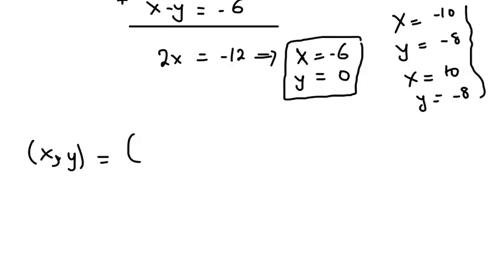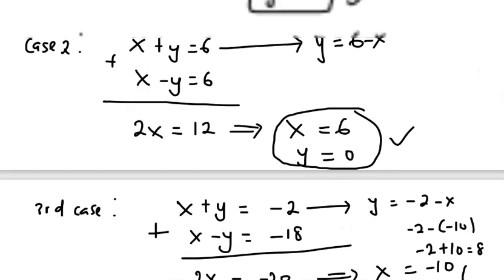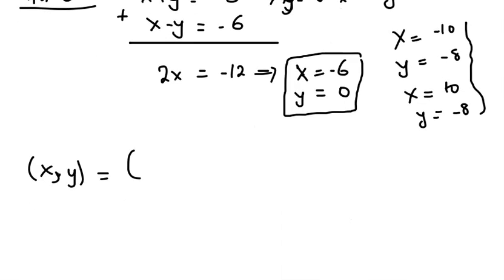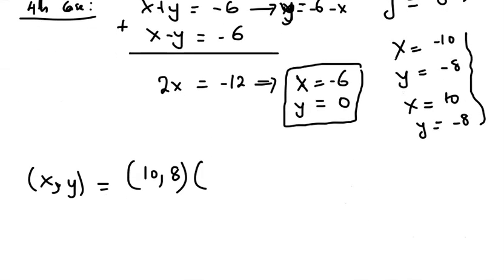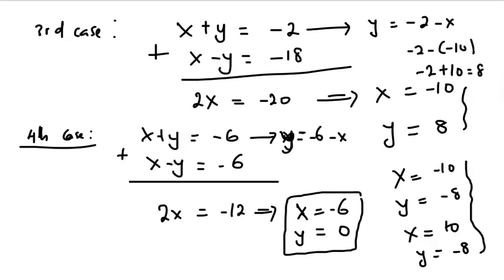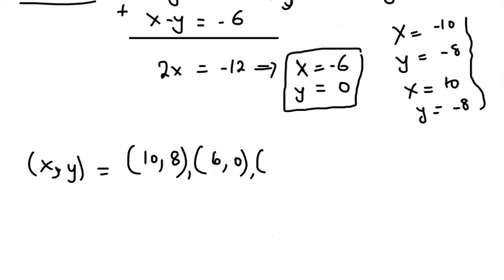So the first solution set we got, let's go back and check: 10 and 8. The second solution set, we got 6 and 0. Then the next solution set, the third case, where we got negative 10 and 8, with permutations, right? And here the final case where we get negative 6 and 0, right?